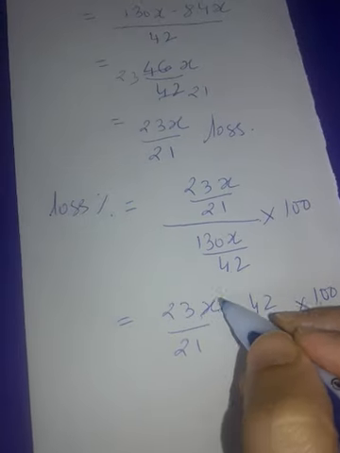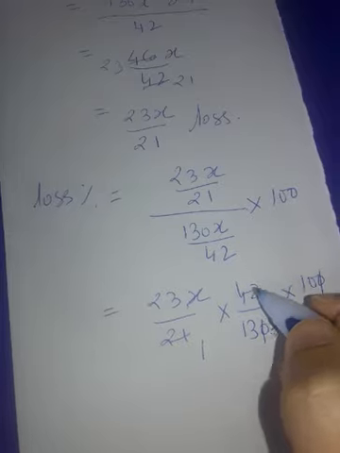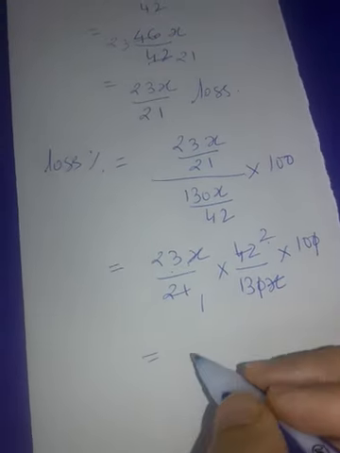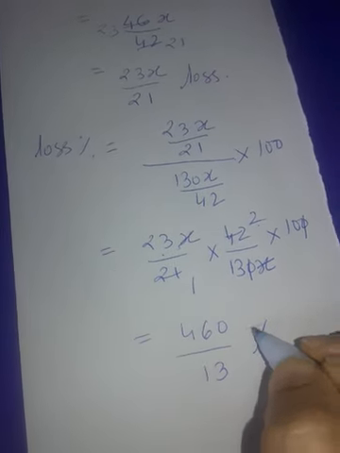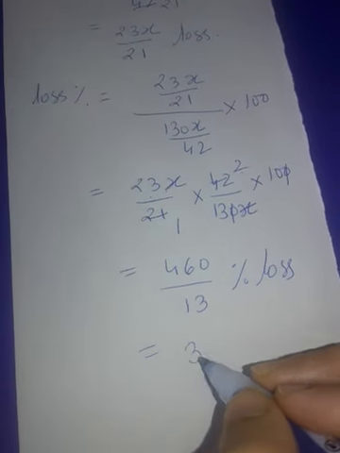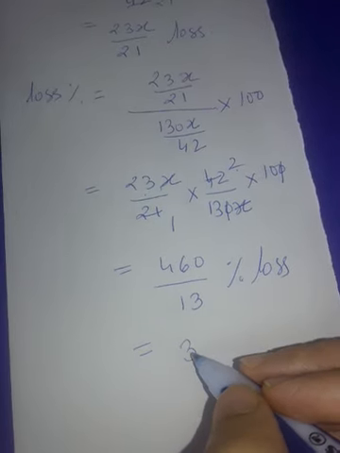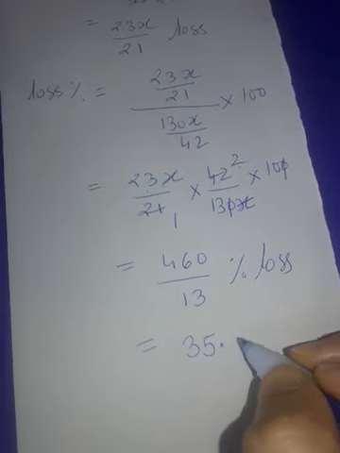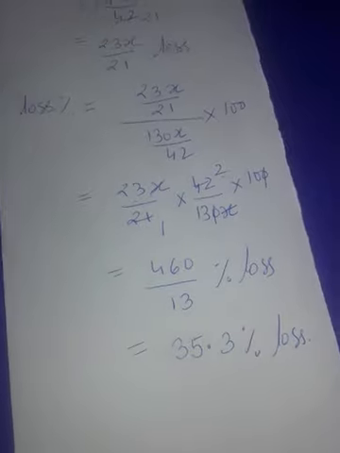X will get cancelled. 0 here, 0 here. 21 ones are 22, 2s are 23, 46, this is 460 in the numerator and 13 in the denominator. That many percent loss. 13 3s are 39 and 13 5s are 65. Loss. That will be my answer.